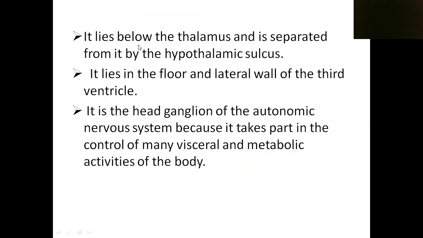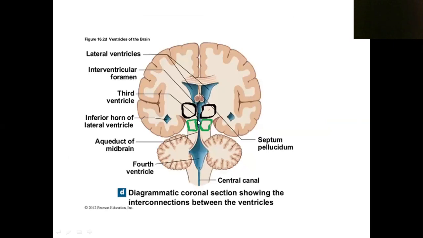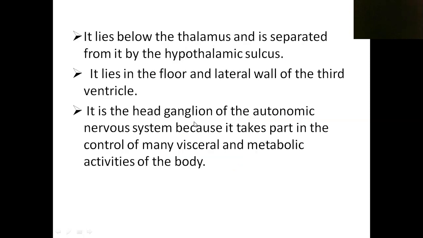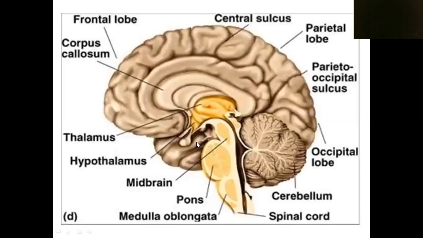So the first point is clear. It is located below the thalamus and separated from the thalamus by the hypothalamic sulcus. And it forms the floor and lateral wall of the third ventricle. See, this is the third ventricle, and it forms the lateral wall and the floor of the third ventricle, mainly this lateral wall. And it is the head ganglion of the autonomic nervous system. So those three points are clear.